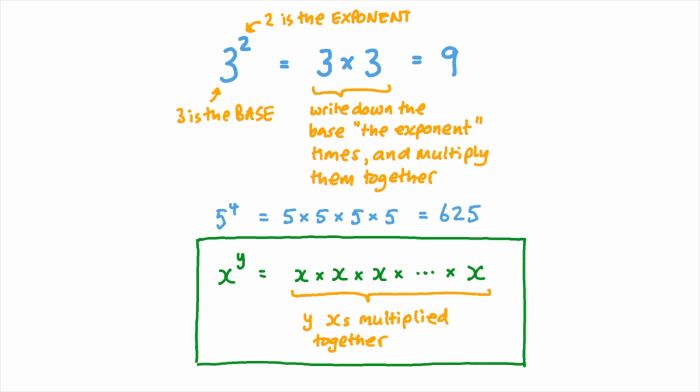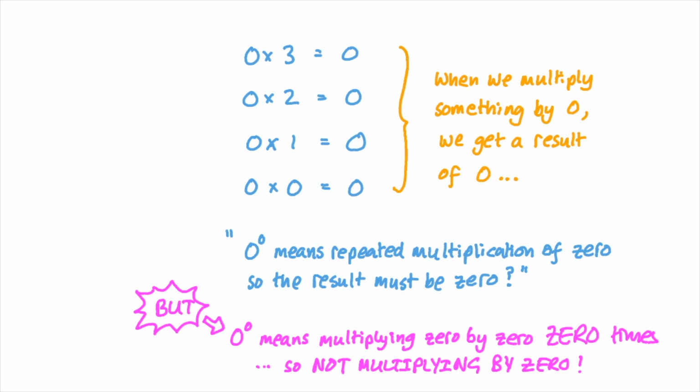Great, so 0 to the power of 0 just means that we write down 0 times and multiply them together. Oh dear, what does that even mean? Well, we could argue that whenever we multiply something by 0, the answer is 0. So however you define 0 to the power of 0, it's going to involve multiplying by 0, and therefore the answer should be 0. 0 to the power of 0 equals 0.